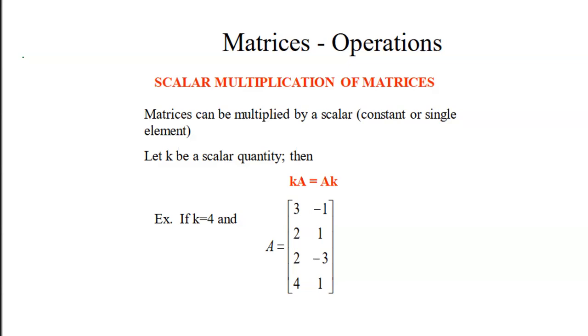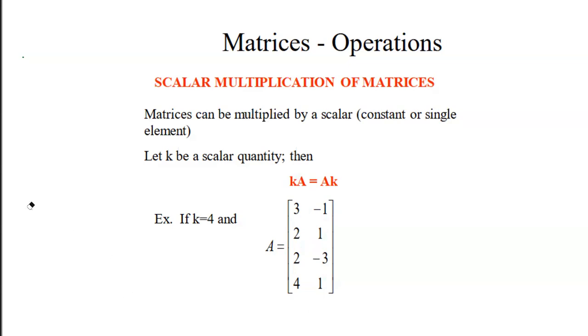So if you have this matrix and you multiply it by 4, it simply means you multiply every element by 4. Just multiply everything inside by 4. Scalar multiplication basically involves multiplying a matrix by a single number, not another matrix, just a number.